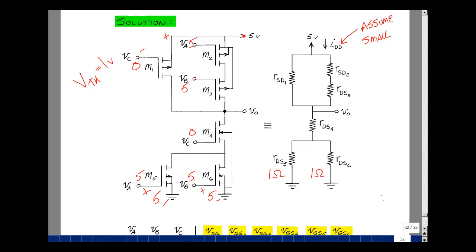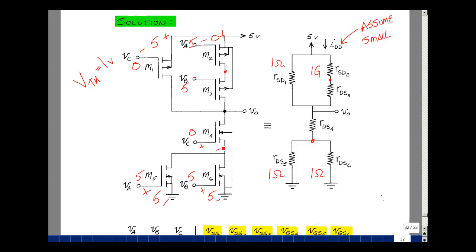This is going to be 5 minus 0, 5 volts. Likewise, I'd assume that I'm in ohmic. Between here and here, I've got 5 minus 5, which is 0. So put me in cutoff. And I got to try to figure out this node voltage. I do have a low resistance back to ground, just sitting at about 0 volts.